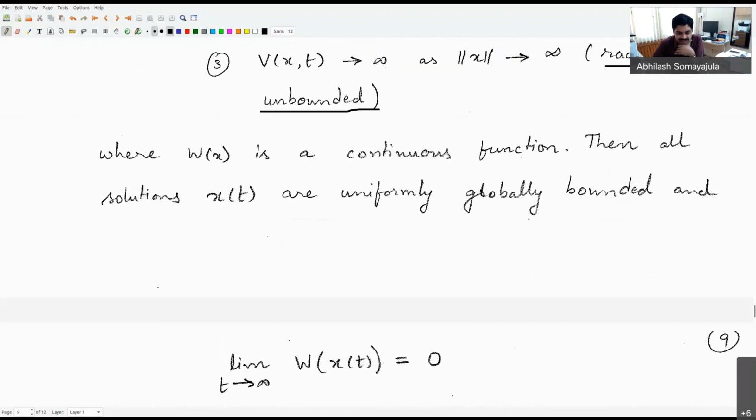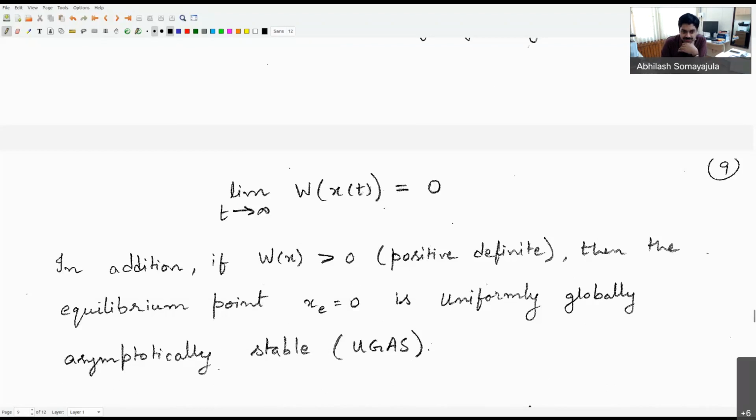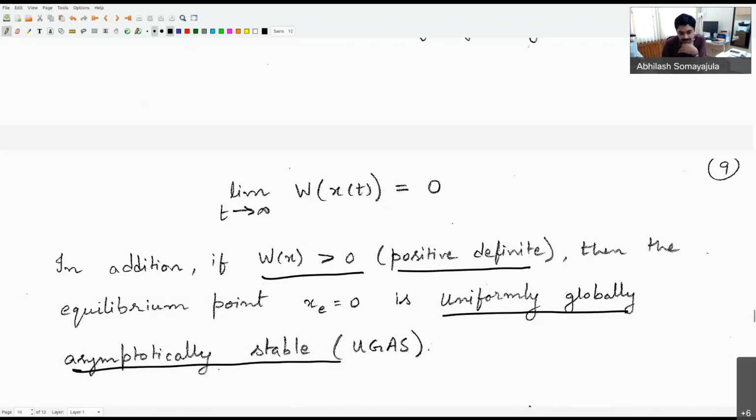So the idea still remains the same. If w of x is greater than 0, which is positive definite, then the equilibrium will be uniformly globally asymptotically stable. If w of x is greater than or equal to 0, it is uniformly globally stable. That's all. The only difference is that the variation with time makes you talk about uniform stability. So instead of calling it globally asymptotically stable, we now call it uniformly globally asymptotically stable, meaning that it will work at every time instant that I choose.